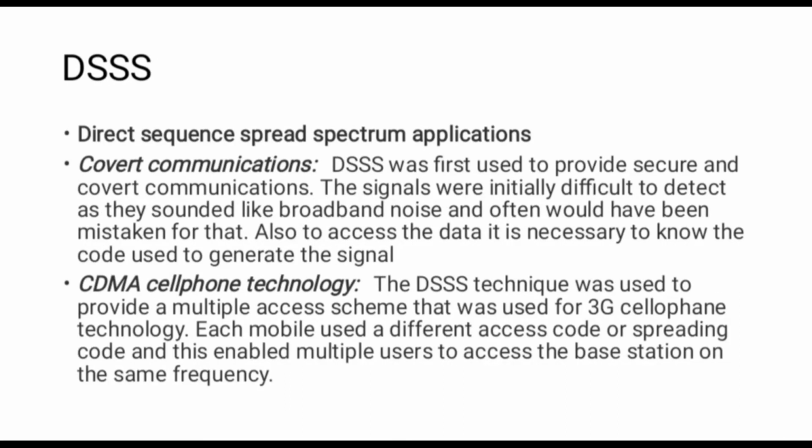DSSS. Direct sequence spread spectrum applications. Covert communications. DSSS was first used to provide secure and covert communication. The signals were very difficult to detect as they sounded like broadband noise and often would have been mistaken for that. Also, to access the data it is necessary to know the code used to generate the signal.